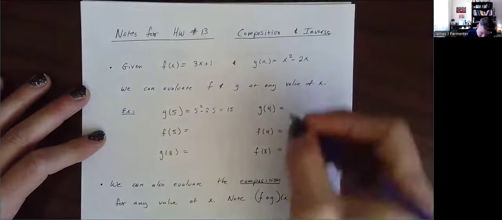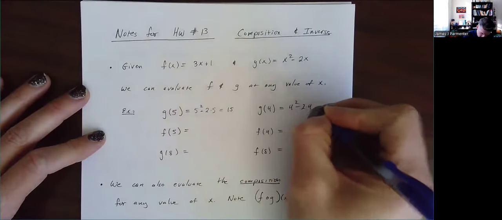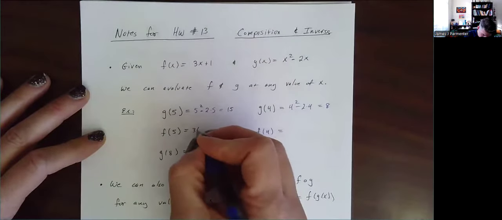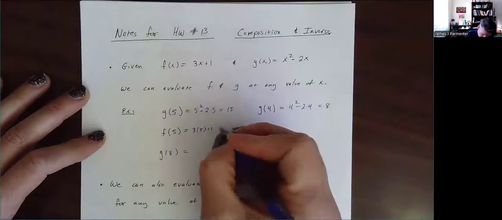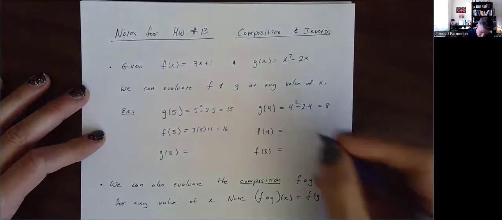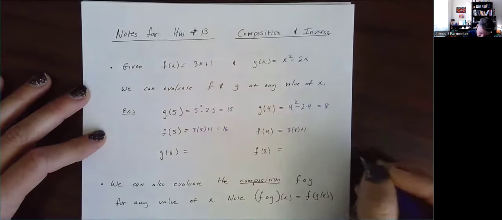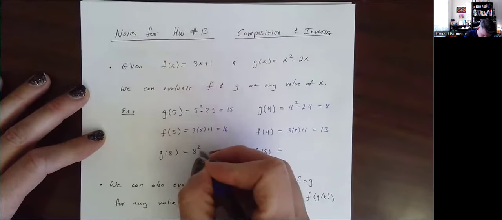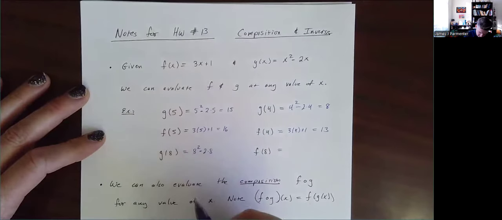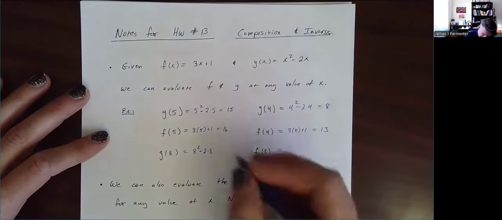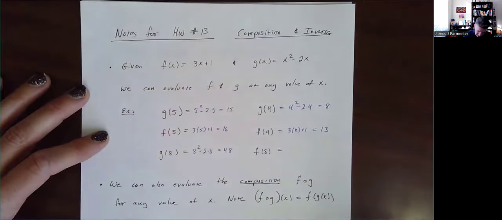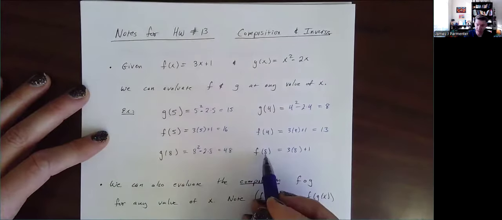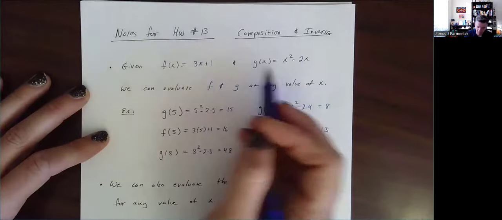Or g of 4 would be 4 squared minus 2 times 4, which is 16 minus 8, which is 8. F of 5 would be 3 times 5 plus 1, which is 15 plus 1, which is 16. F of 4 would be 3 times 4 plus 1, which would be 12 plus 1, which is 13. G of 8 would be 8 squared minus 2 times 8, which is 64 minus 16, which is, I think, 48. And finally, f of 8 would be 3 times 8 plus 1. Right, we're just substituting in whatever value is in the parentheses for x in whichever function we're looking at.